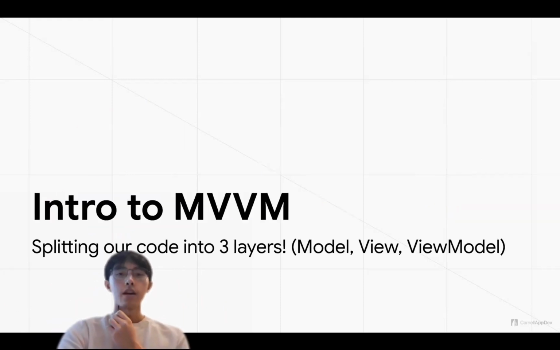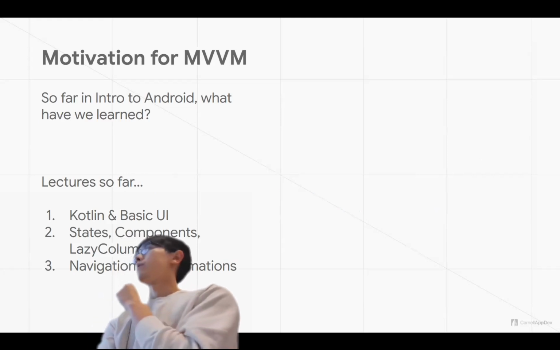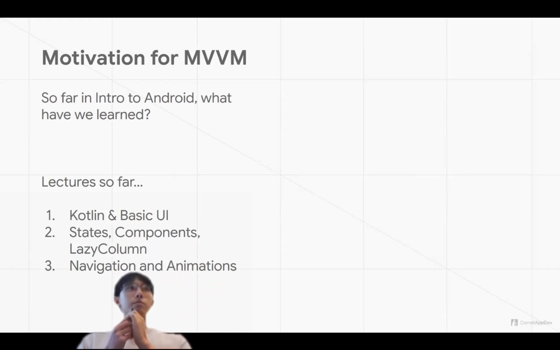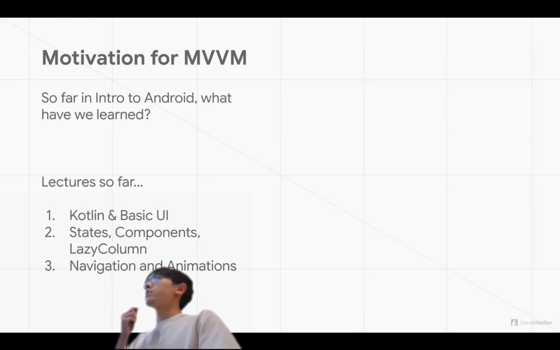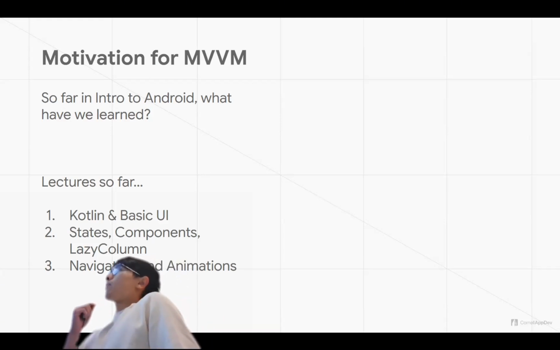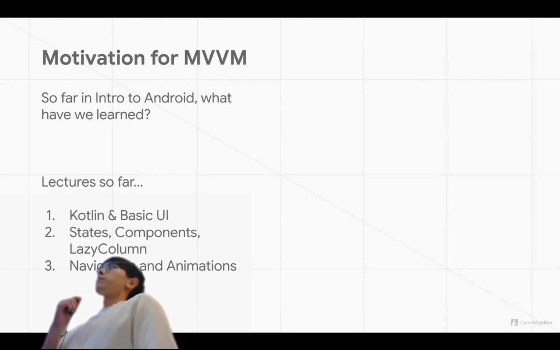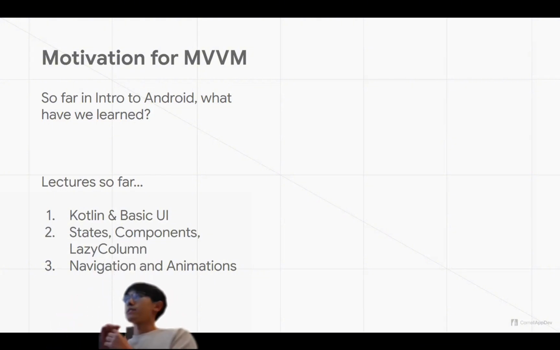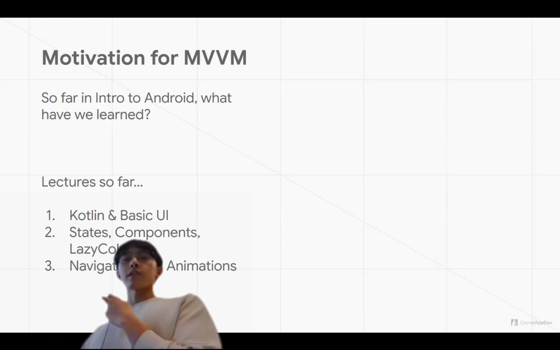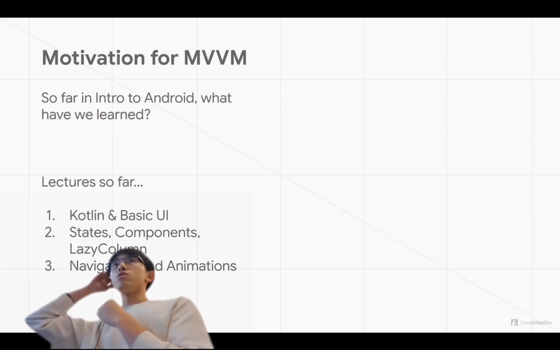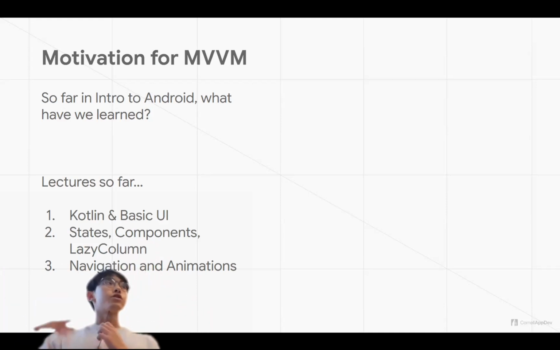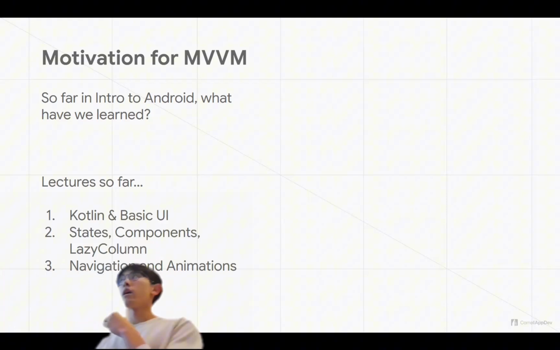So first starting off with an intro to MVVM. As a bit of motivation for what MVVM is and why you might want to use it, let's recap what we've learned in this class so far. Our lectures so far have been going over Kotlin, basic UI, states, components, lazy column, navigation, and animations. You'll notice that all of these lectures so far have to do with UI, just basically showing stuff, or showing stuff in a pretty way.